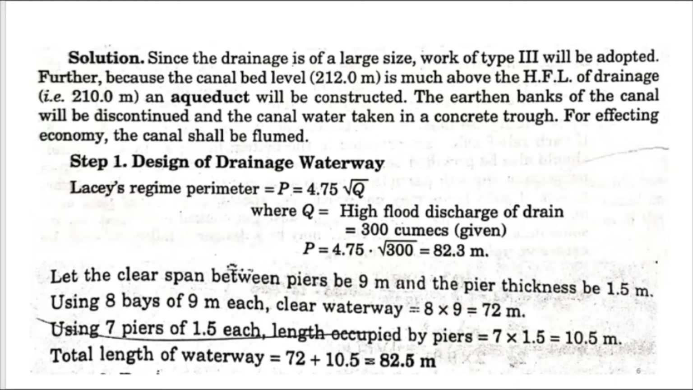Okay, so first one is the design of drainage waterway. In that step we have to find the width of drainage. Lacey's regime perimeter is given by 4.75 root Q, substituting the Q value for the drainage. For the drainage, high flood discharge was given as 300 cumec. So substituting for Q, you will get the width of drainage as 82.3 meter. So the width of drainage is obtained as 82.3 meter.